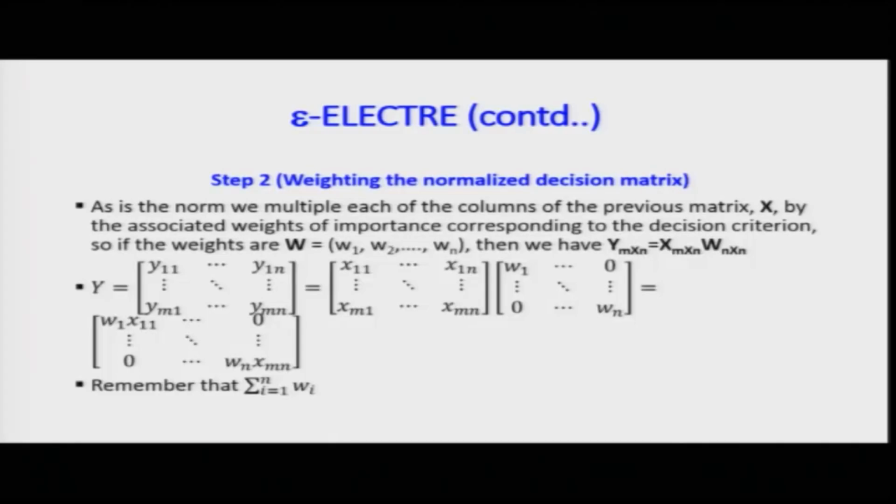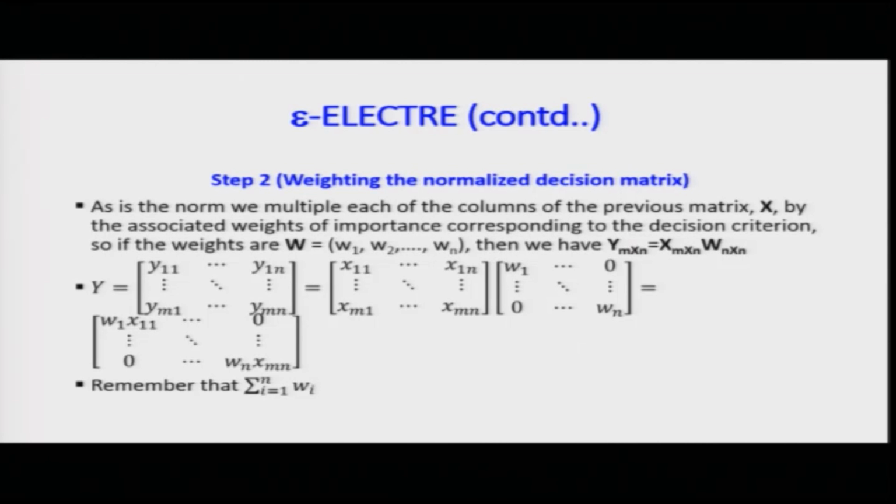But remember that once you follow normalizing along the row or along the column, stick to that. So, as is the norm, we multiply each of the columns of the previous matrix X, which has been normalized. If you remember, the values were given, then the logarithmic utility function we utilize, then we normalize. So, that is X. So, X is multiplied by the associated weights of importance corresponding to the decision criteria.